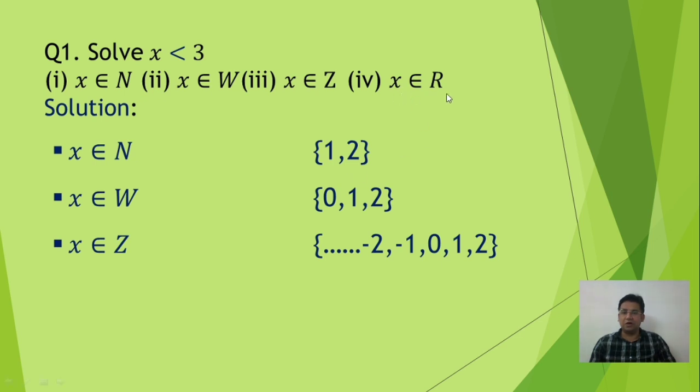And what about the real numbers? Real numbers less than 3 will be, we will write an interval minus infinity to 3. So in the case of real numbers, we will always write an interval depending upon whether it is a less than or a greater than, less than equal to or greater than equal to. We will use an appropriate interval in each of the cases.